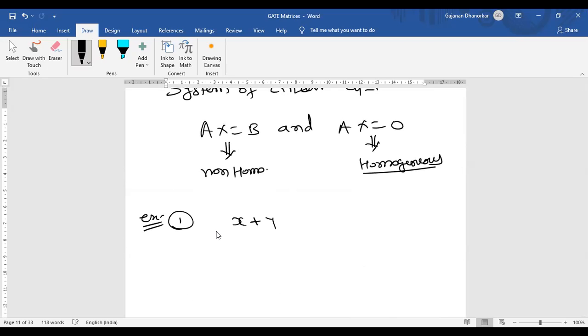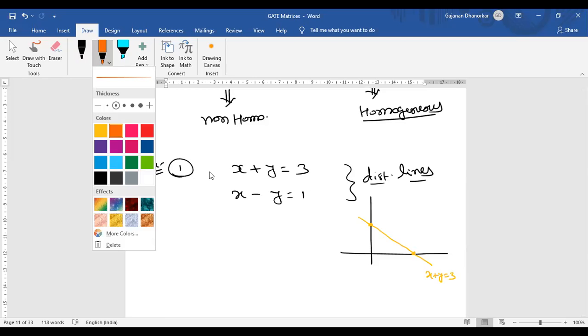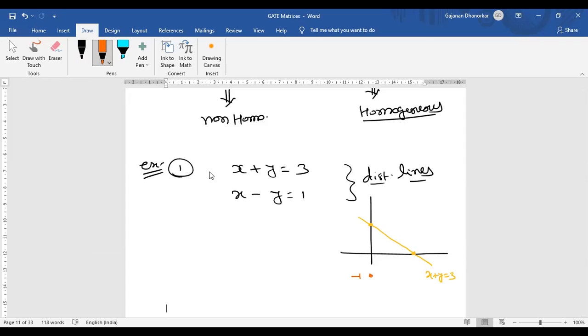Suppose I have x plus y equal to 3 and x minus y equal to 1. Okay, these are two distinct lines. What will the graph of these two distinct lines look like? The graph of the first line: x equal to 0, y equal to 3; y equal to 0, x equal to 3. This is my line x plus y equal to 3. Now x minus y equal to 1: x equal to 0, y is equal to minus 1; y equal to 0, x is equal to 1, right here.